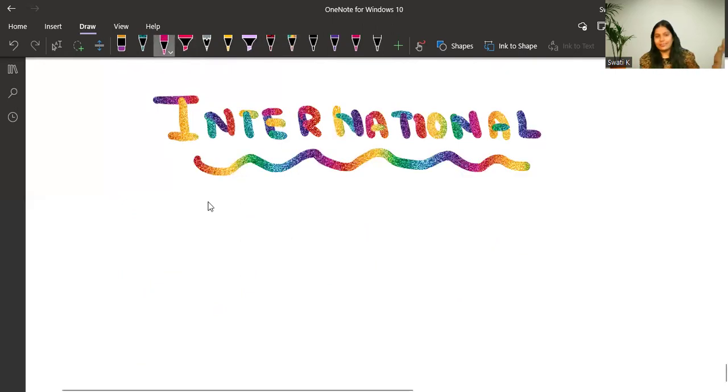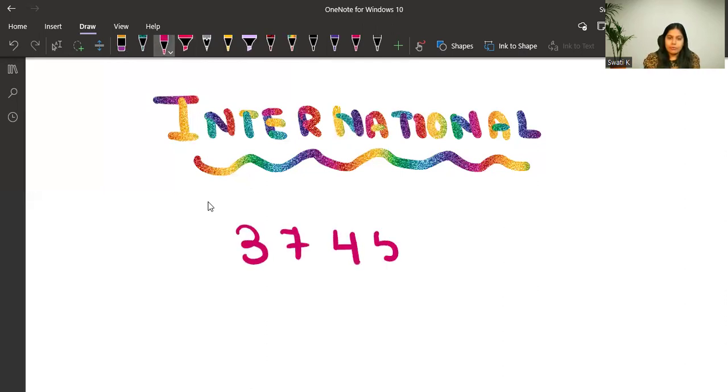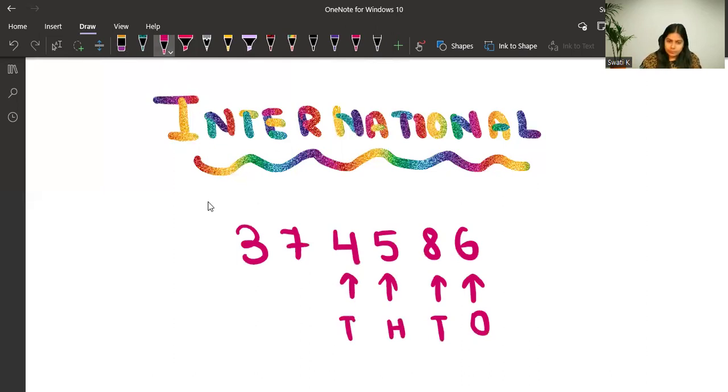So I'll just directly take a number 374,586. So in the international place value, again, we do the place value the same way: ones, tens, hundreds, thousands, 10,000. And after that, of course, there is no lakh. In international place value, there is no lakh. So we'll read this as now 1,000, 10,000, 100,000. That's it. That's the difference here.